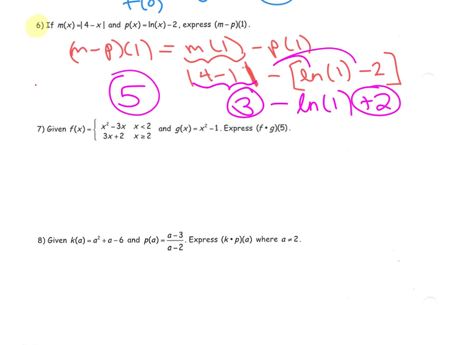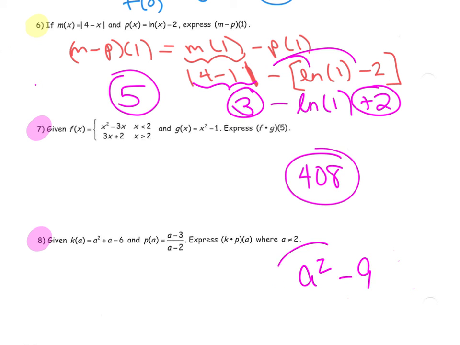Awesome. Okay, and again, I'm going to let you guys try. I want you guys to do questions 7 and 8. I'll just post the answers really quick. Your answer for 7 should result in 408. And your answer for 8 should be a squared minus 9. That should be your final answer.